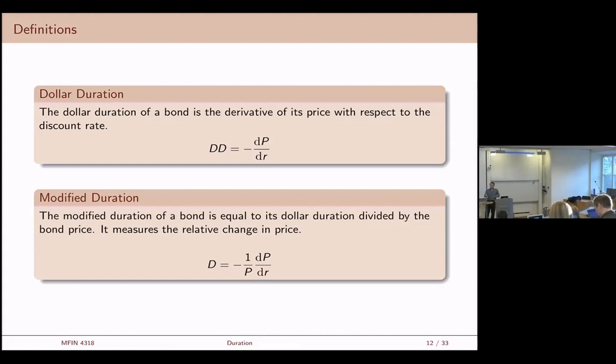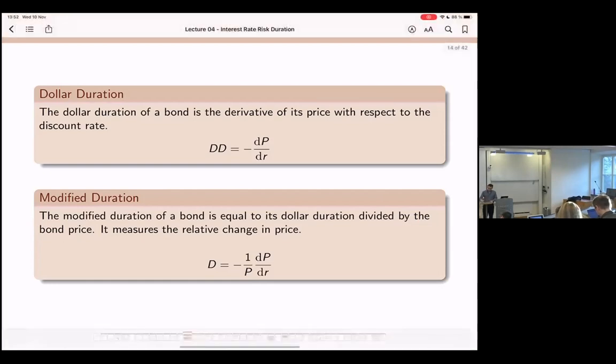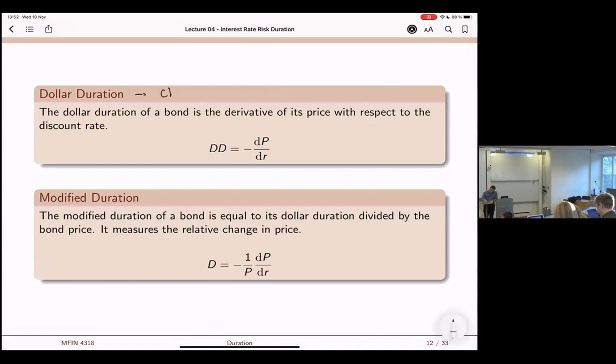So here you could think, okay, this is a measure of interest rate risk sensitivity. Why do we call it duration? For now, it doesn't really make sense, but we're going to see that there's a reason why people actually call it duration. So the way to remember this is that the dollar duration is basically the change in price when the rate changes.